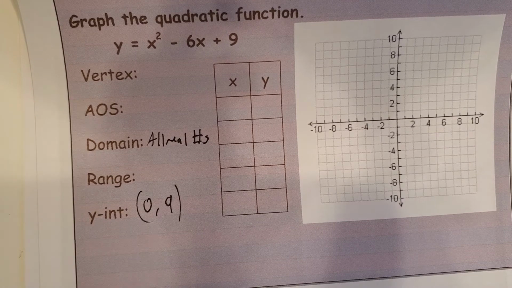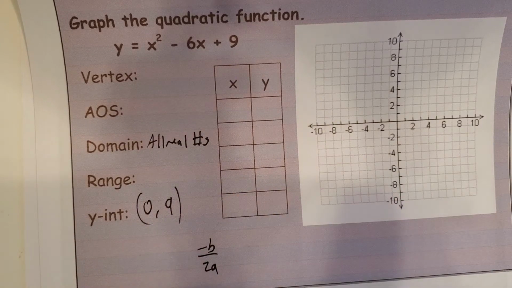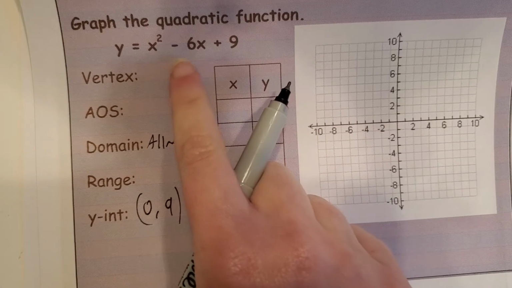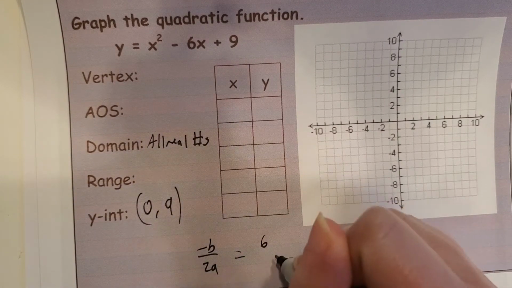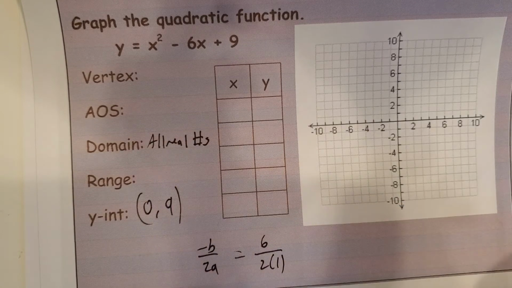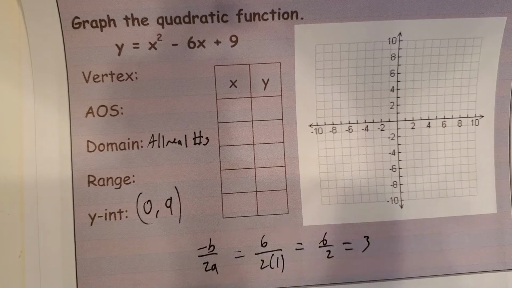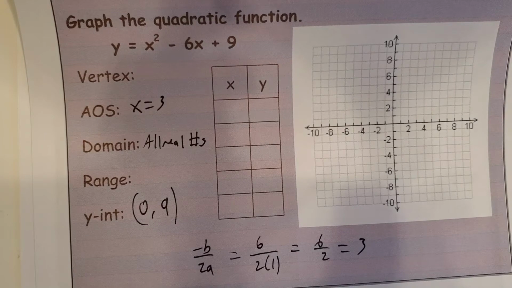Axis of symmetry, I think, is easiest to do first because it's just the negative b over 2a formula. So if we use all that information here, b is negative 6. So negative negative 6 is positive 6 over 2 times 1. So this is 6 over 2, which is 3. And because it is a vertical line, I will be looking for that written as the equation of a line. Vertical, x equals 3.